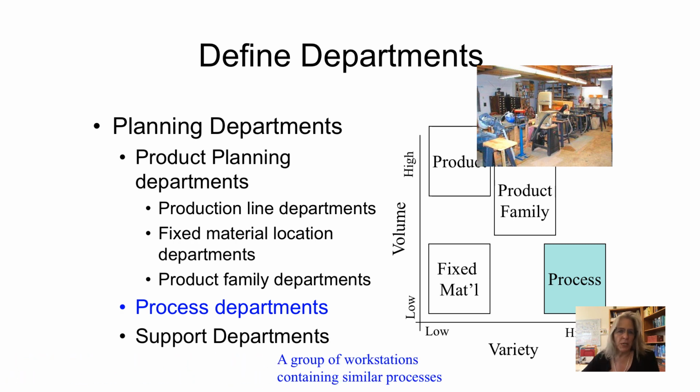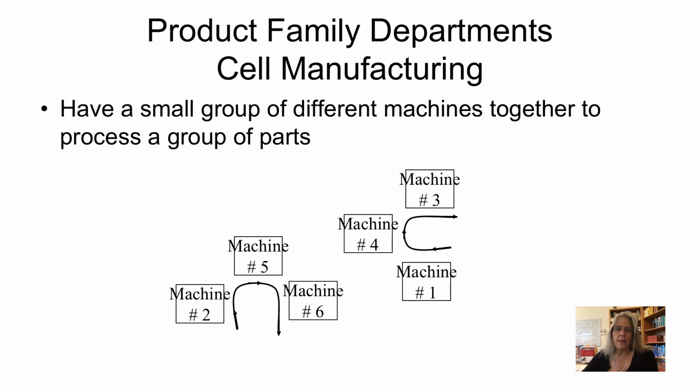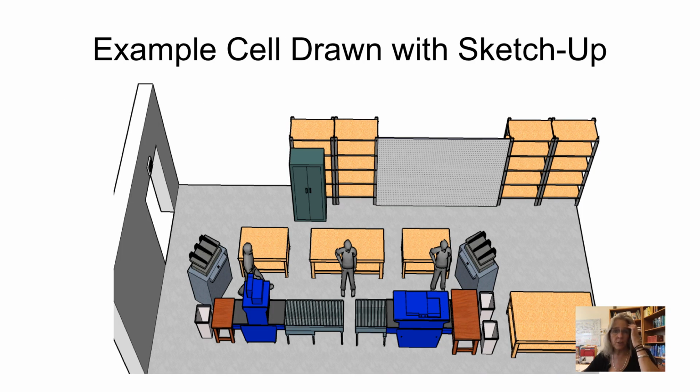And this is a group of workstations containing similar processes. So when we look at cell manufacturing, this is where we have a small group of different machines that can be grouped together to process a small group of parts. And this is kind of a picture of a cell, the idea that there might be multiple people in it.